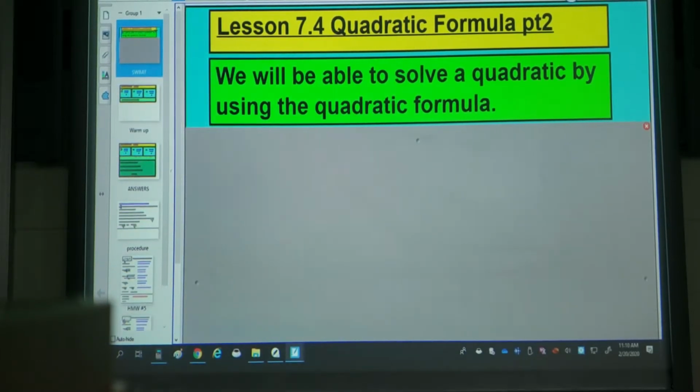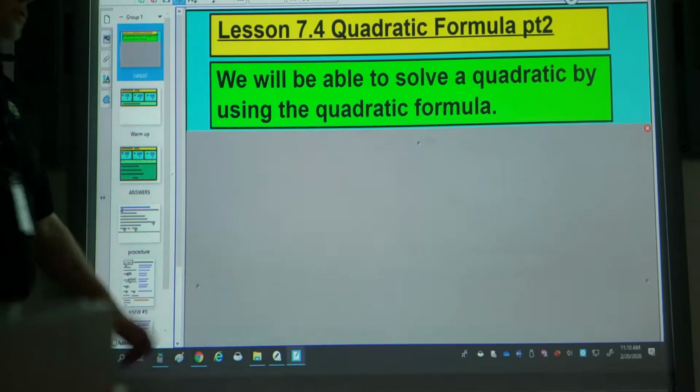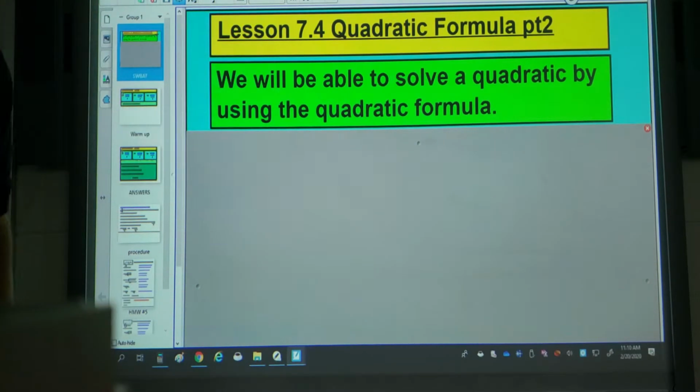This is the video for lesson 7.4. We're going to continue to look at the quadratic formula, and we're going to try and solve quadratics by using that formula, but we're going to do some questions that are slightly more difficult.